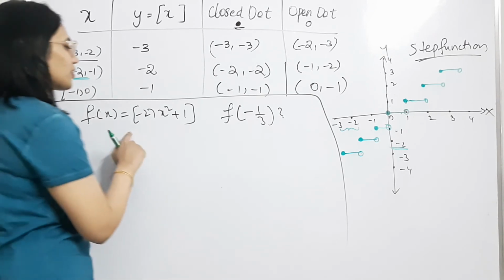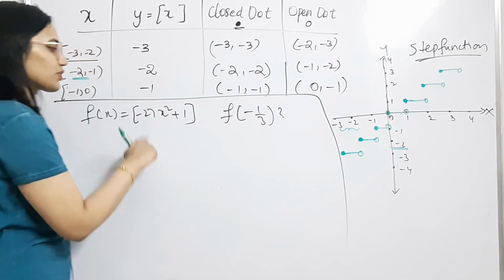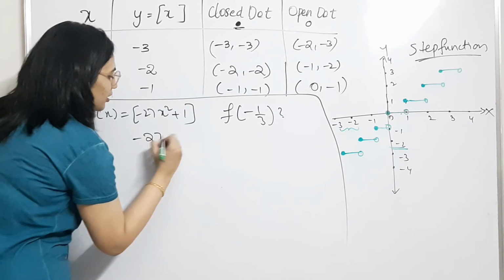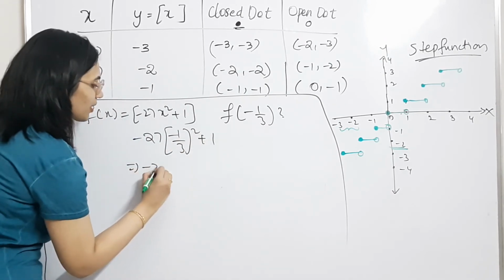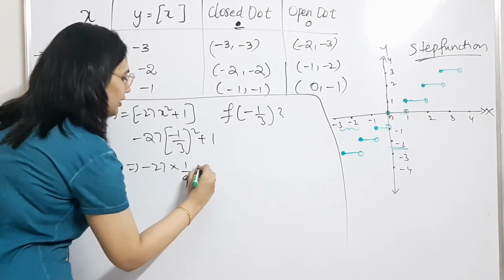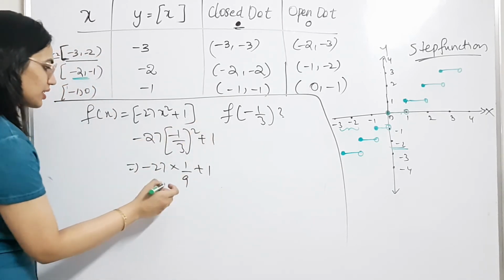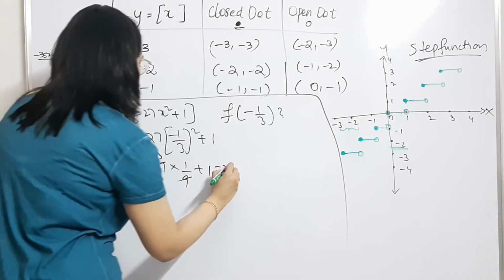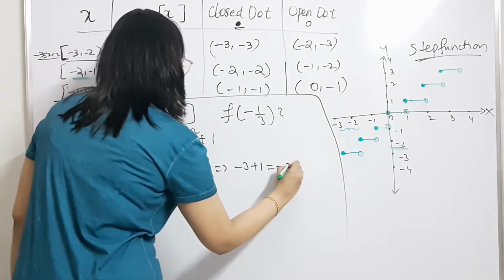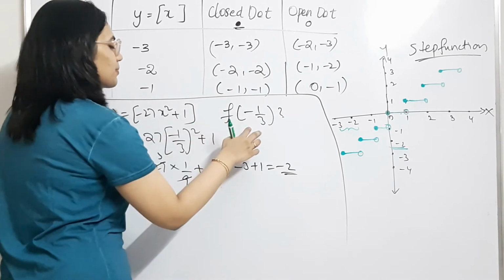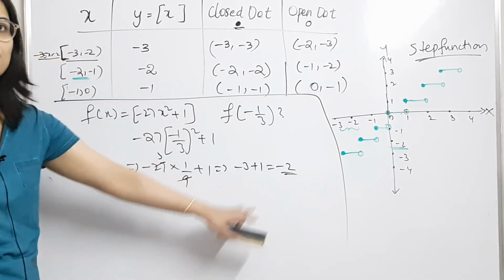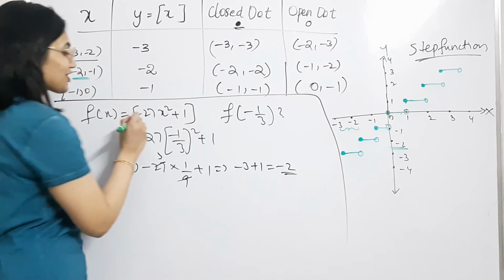First try to remove this step and then substitute minus 1 by 3 in here. So what do you get? Minus 27 into minus 1 by 3 whole square plus 1. This will be minus 27 into 1 by 9 plus 1, because the square of a negative gets cancelled. So this will be 3. So it will be minus 3 plus 1. So we get minus 2. Right? So that means if you remove this step and substitute minus 1 by 3 in this function, you get minus 2. But don't forget that you have step here.